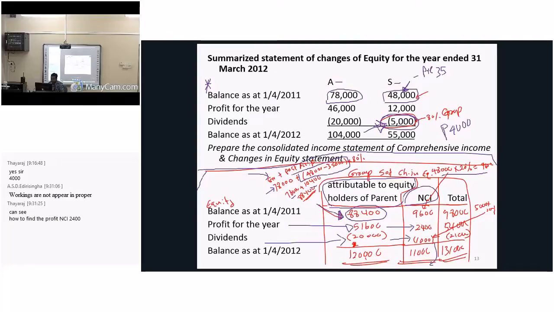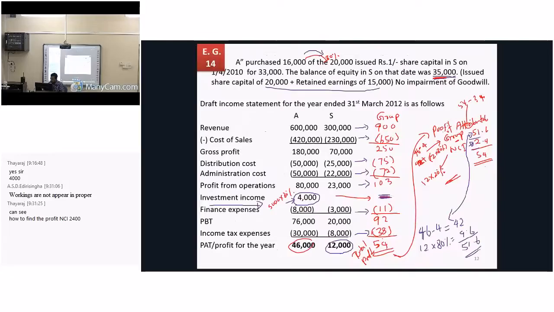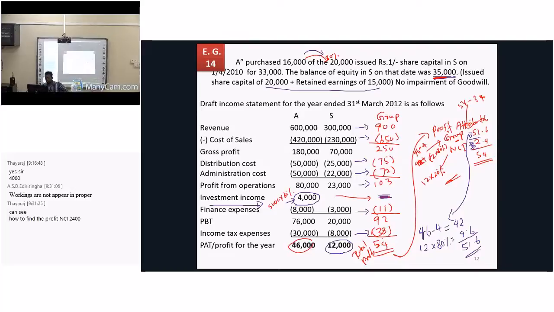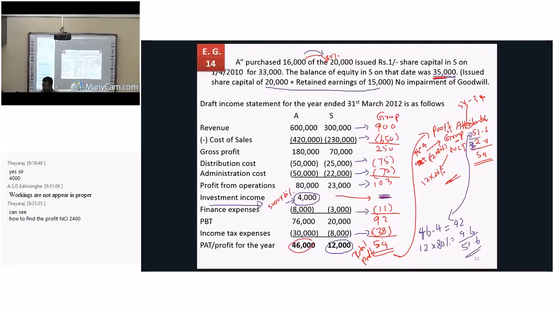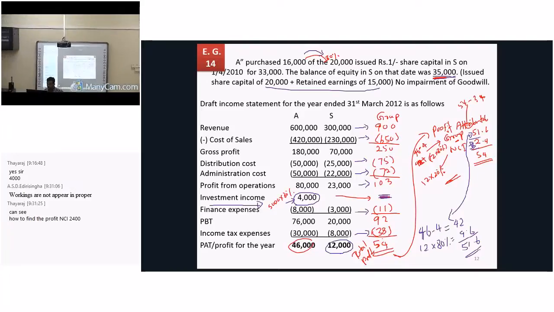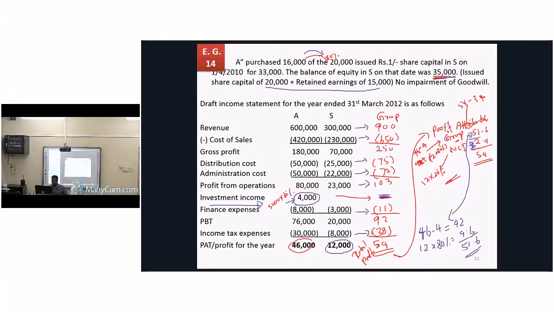How to find the profit of NCI? This 2,400 actually came from this, if you can remember. Already we have calculated both. 2,400, how to take it? Profit attributable to NCI from the current year profit: 12,000 into, actually 12,000 plus or minus adjustment. In this question we don't have adjustments. Understand? Thayaraj, 2,400 from the income statement, profit attributable to NCI and parent. 12,000 into 20%.